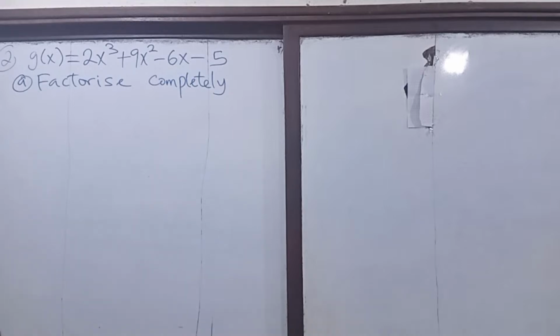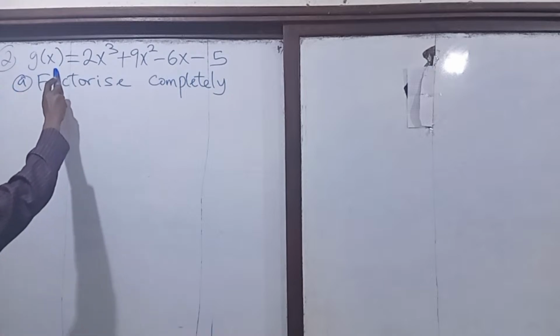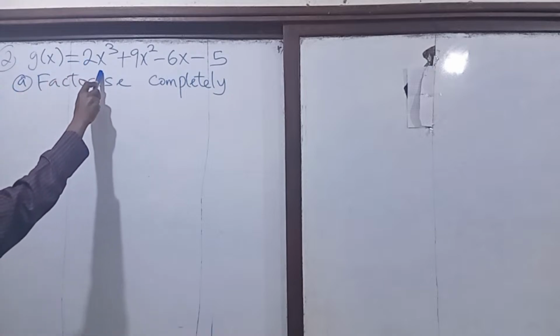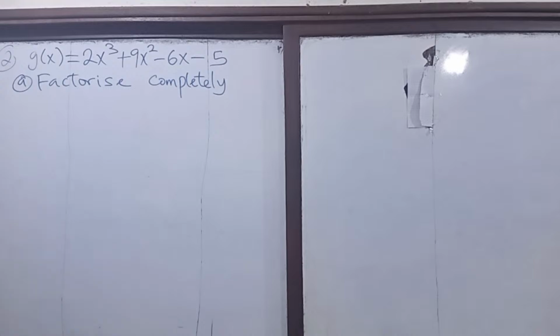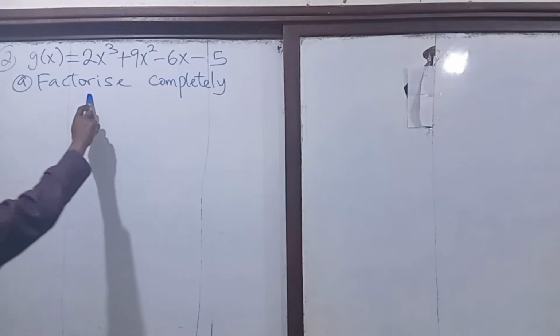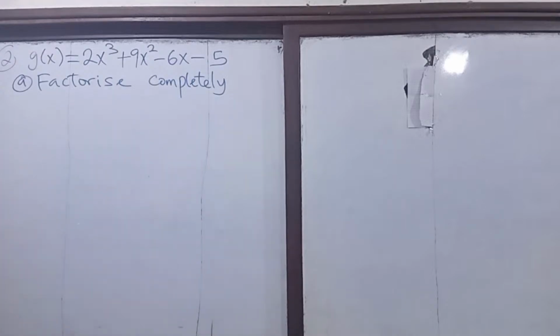Yeah, the second question: we have g of x equal to 2x cubed plus 9x squared minus 6x minus 5. We are trying to factorize completely.